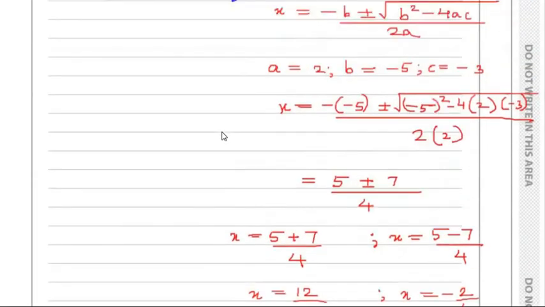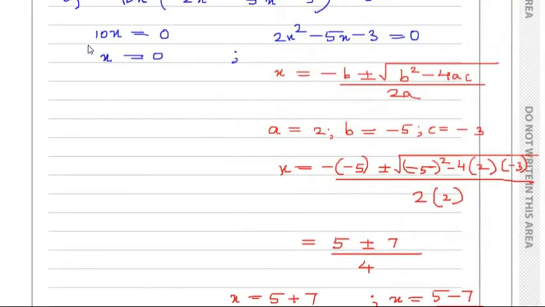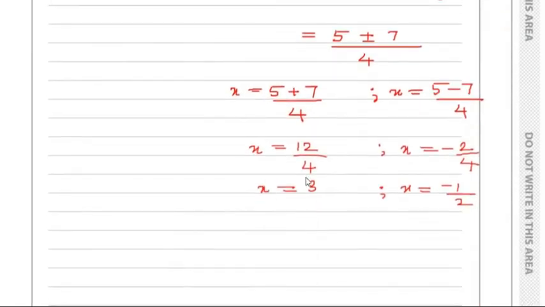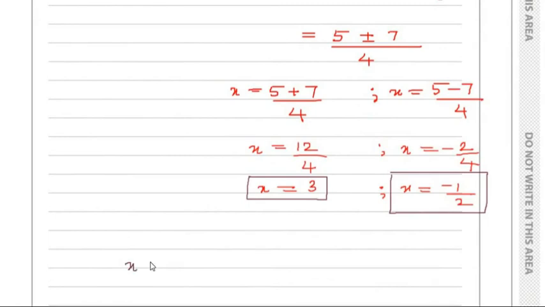So the three values of x which we got here are x equal to 0, x is equal to 3, and x equal to negative half. So these are the three values of x. So x is equal to 0, it is equal to 3, and it is equal to -1/2. So these are the three values of x.